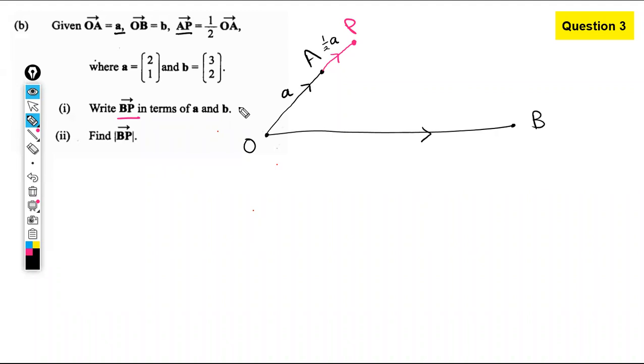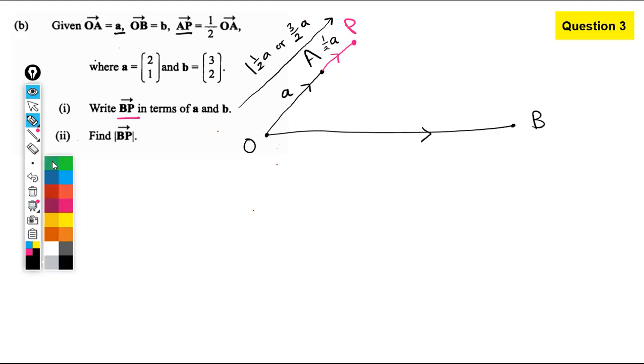Who can tell me what's the whole value of the vector from O to P? If we were to walk from O to P, what would be the entire value from O to P, in terms of a? Right, 1.5a or 3 on 2 a. Anyhow you want to write it, you can call it 1.5a or 3 on 2 a.